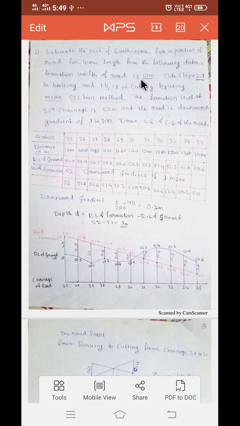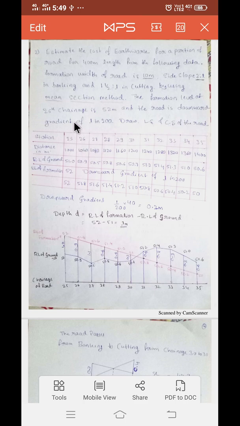Formation width of the road is 10 meter. Side slope is 2:1 in banking and 1.5:1 in cutting. By using mean section method, the formation level at the 25th chainage is 52 meter and the road is downward gradient of 1/200. Draw the longitudinal section and cross section of the road.